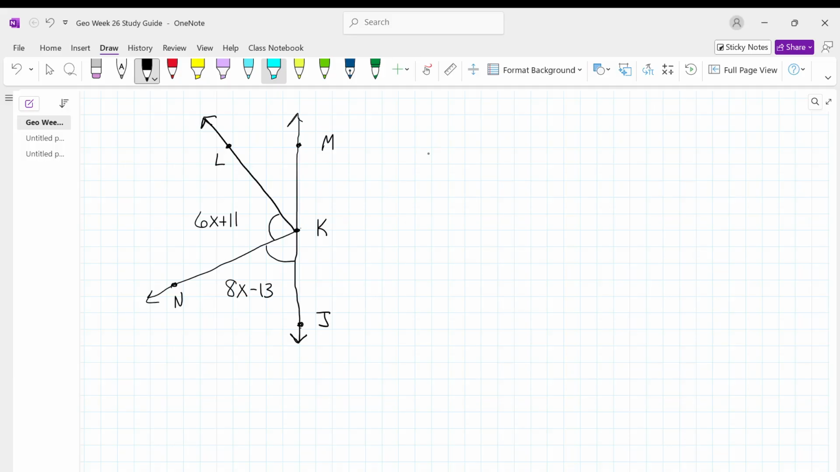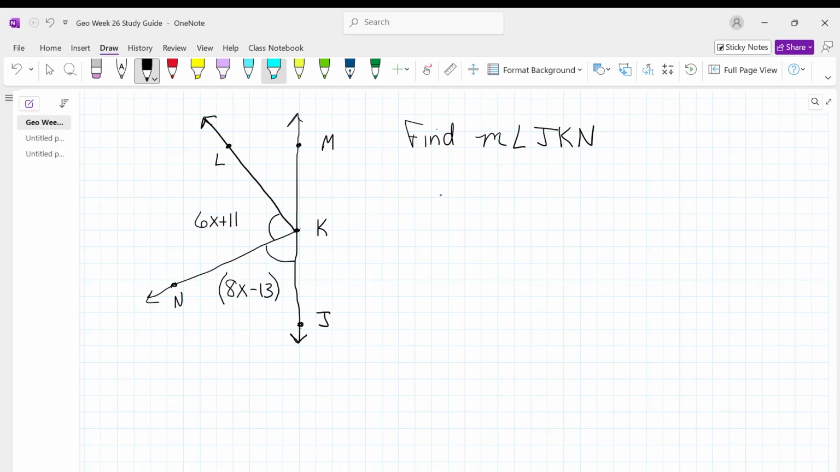Find the measure of angle JKN. So that's this angle right here. And if I could use my highlighters, it would make this much easier for you, but every time I touch my highlighters, my computer stalls. So if these two angles are equal to each other, can't we say that we need to solve for x? We need to solve for x and then substitute it into this 8x minus 13 so we can find the measure of angle NKJ.